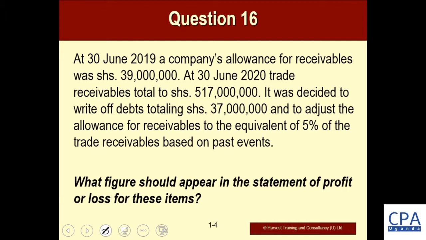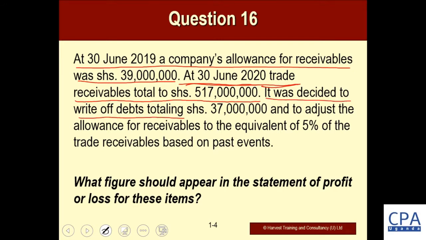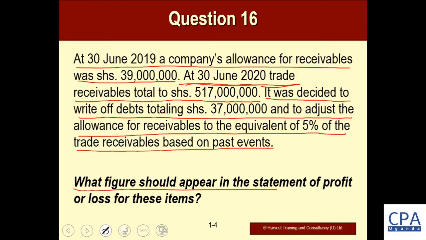And of course, we are told in this question that on the 30th of June 2019, a company's allowance for receivables was 39 million. We are further told that at 30th of June 2020, the trade receivables totaled 517 million. It was decided to write off debts totaling 37 million and to adjust the allowance for receivables to 5% of the trade receivables based on past events. And we are required to determine the figure to include in the statement of profit or loss for the above items.